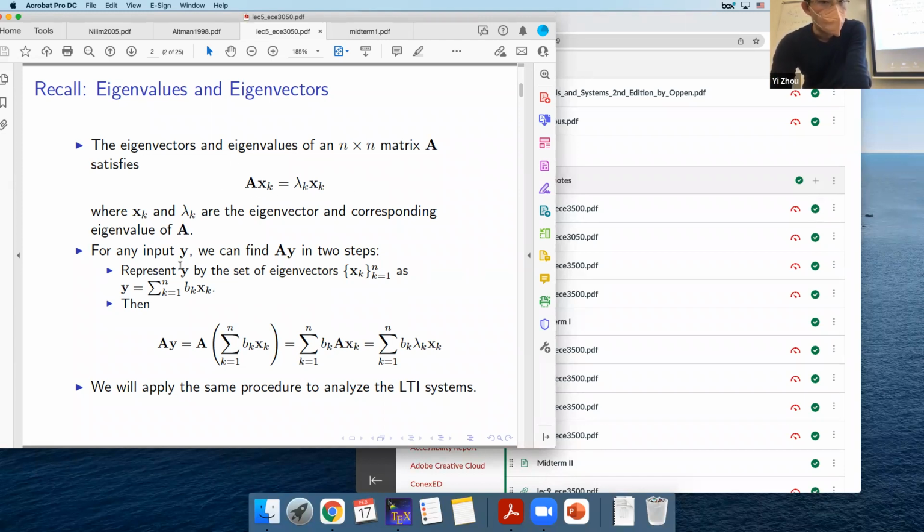Now, if we are looking at a linear combination of eigenvectors, so y is a linear combination of all the eigenvectors xk, then we can feed this y into the same system. The output is A times y, but now this y is a linear combination of these eigenvectors, so we can distribute the linear combination. By linearity of the system, this is equivalent to passing each individual eigen signal to the system and then linearly combining their outputs. So in the end, the output is also a linear combination of the original outputs for each individual signal. We can apply this line of analysis to the LTI system.